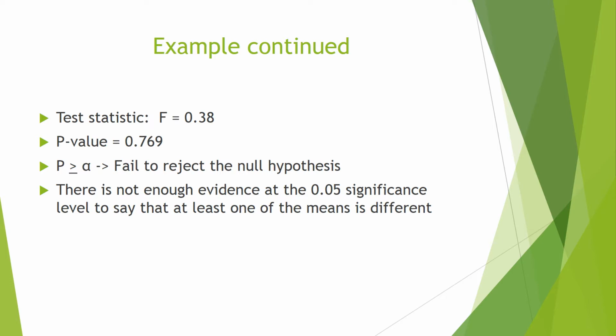We cover these post hoc tests in more detail in the more advanced statistics class. But in this, if you reject the null hypothesis, you say there is enough evidence to say that at least one of the means is different. If you do not reject the null hypothesis, you say there's not enough evidence to say that at least one of the means is different. And the alternative hypothesis for ANOVA testing is always the words, at least one of the means is different.